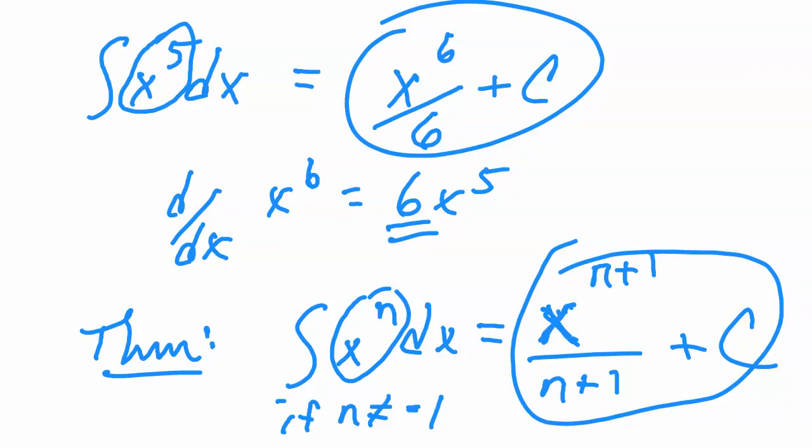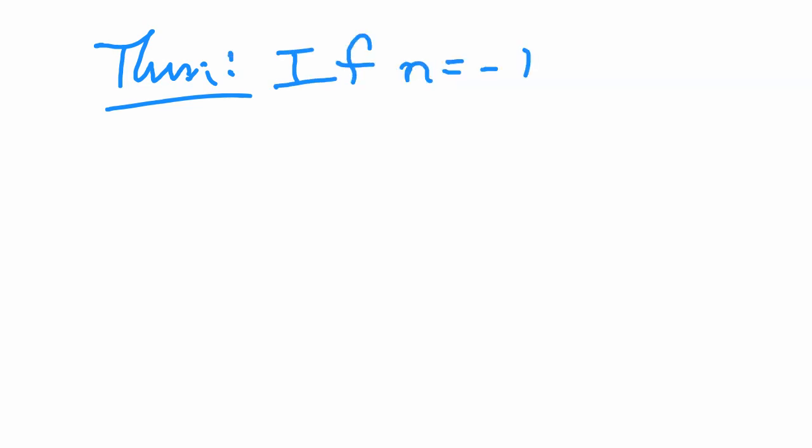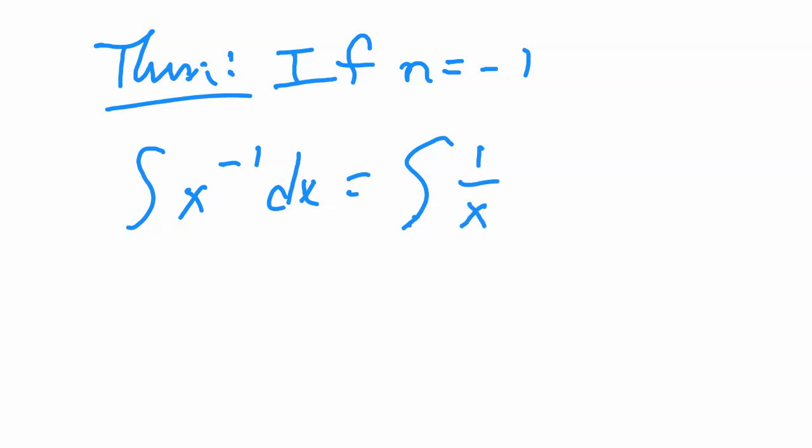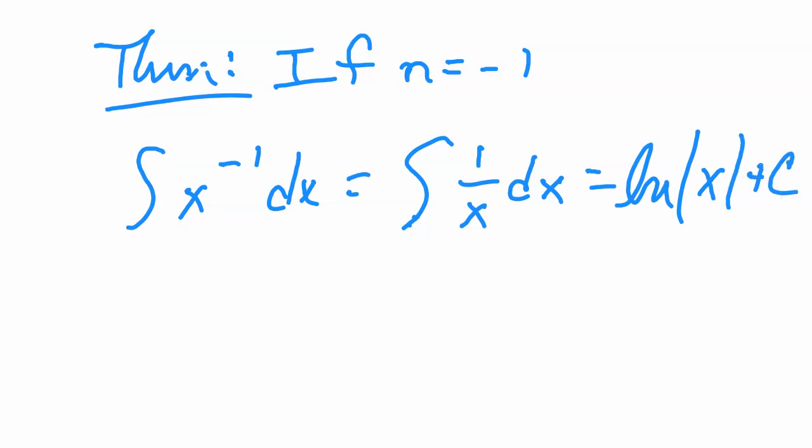So we have another theorem, and this theorem is for when n equals -1. If n equals -1, what do I have? I've got the antiderivative of x to the -1 power with respect to x, but we can rewrite that as the antiderivative of 1 over x with respect to x, 1 over x dx. And this is going to be the natural log of the absolute value of x, and then plus c.